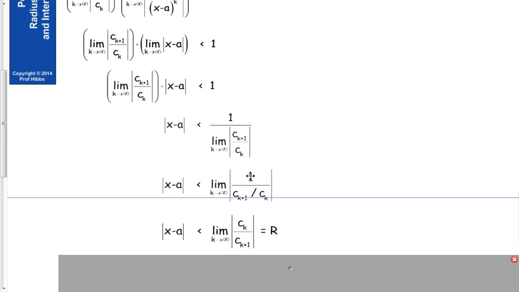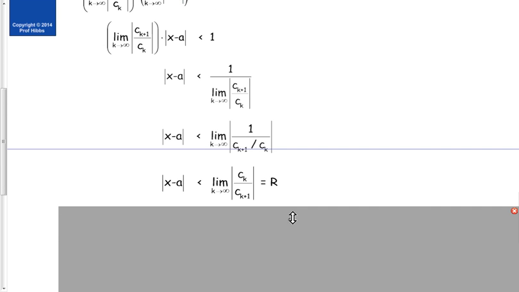Now, in this expression, 1 over c sub k plus 1 divided by c sub k is nothing more than c sub k divided by c sub k plus 1. So the absolute value of x minus a must be less than this limit for the series to converge. See, that was the whole thing. For the root test to ensure convergence, all along we followed that this inequality has to be true. Of course, if it was greater than this limit, then the series would diverge for those x values.